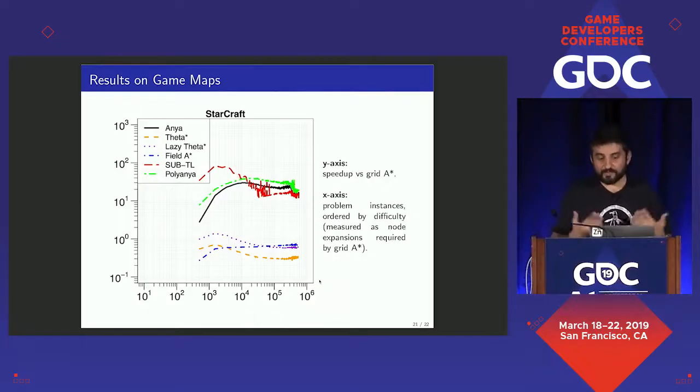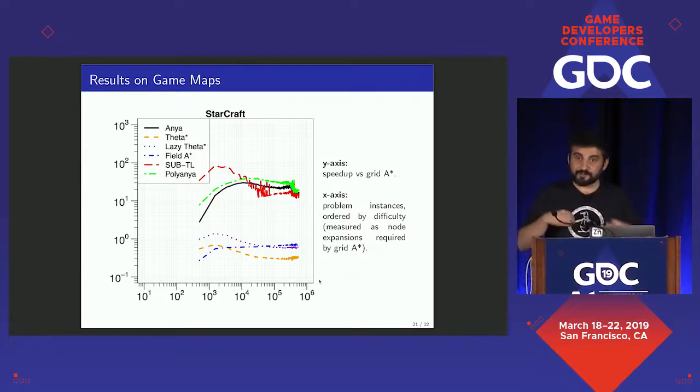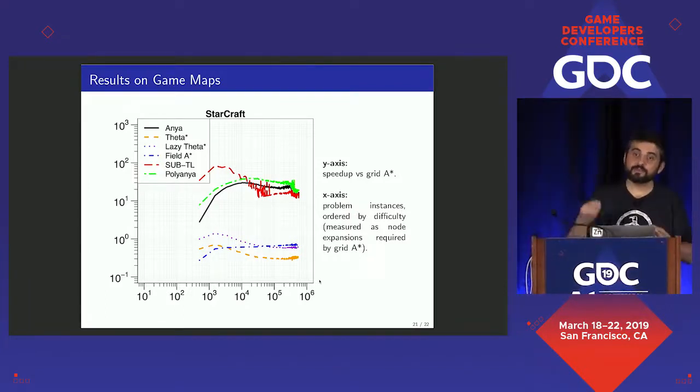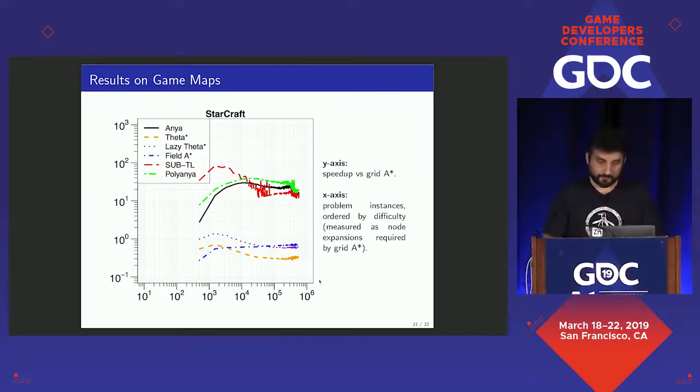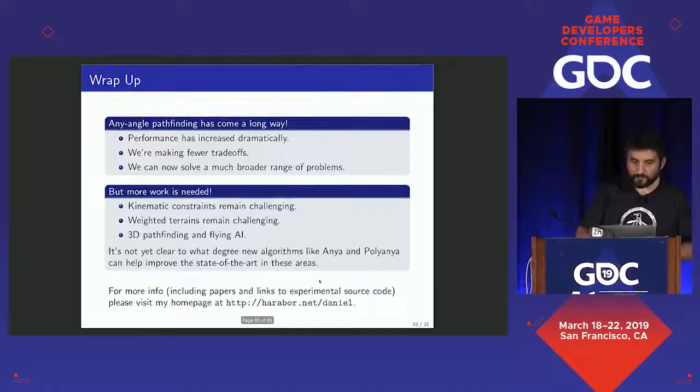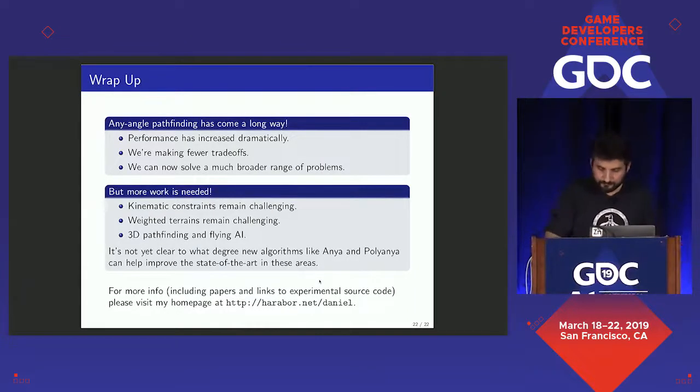Here's StarCraft, and now the advantage versus SubTL is magnified, right? So we've gone from being 10, 20, 30 times faster with Anya than grid A star in some cases, to Polyanya being up to 100 times faster than grid A star. So let me just wrap up.